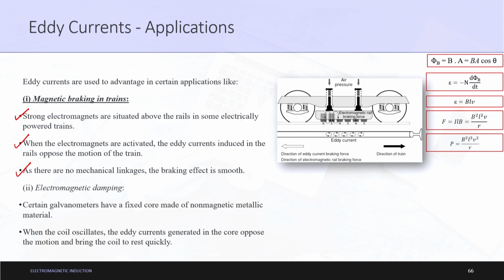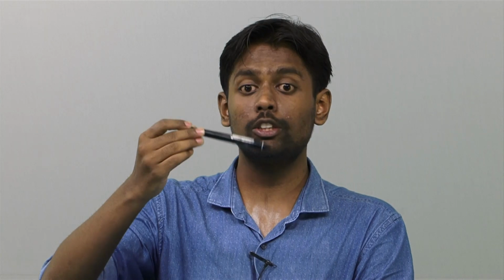Next thing is electromagnetic damping. Electromagnetic damping is nothing but reducing any movement which is oscillating. For example, let us say a pendulum, a very strong pendulum, a very strong gear is moving. To reduce its movement or damping, the application is being dealt with here in electromagnetic damping. Eddy currents are involved in electromagnetic damping.